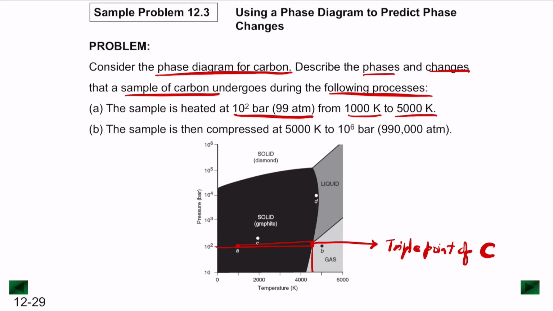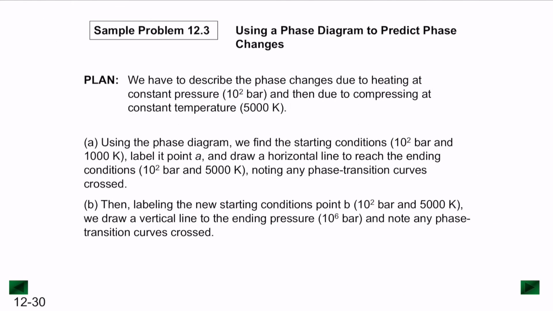Then the sample is compressed at 5000 Kelvin to 10 to the power 6 bar. Once you go to 10 to the power 6 bar, you are converting it into a solid. This is one of the coolest parts about carbon: carbon has two solid phases, graphite and diamond. Diamond generally exists at high pressures and high temperatures. When you have really high pressure and really high temperature, that is the point where graphite converts into diamond.